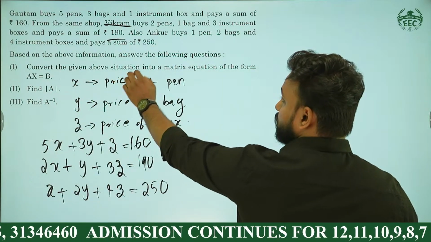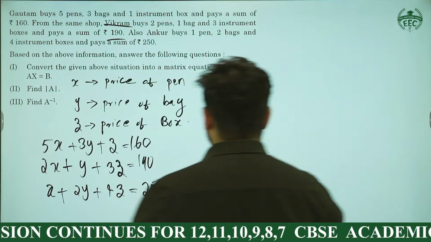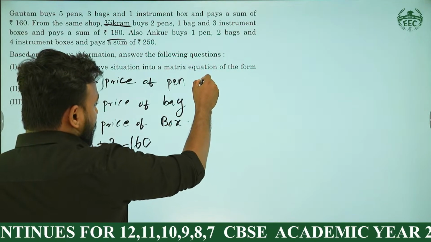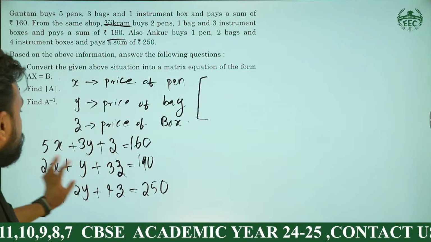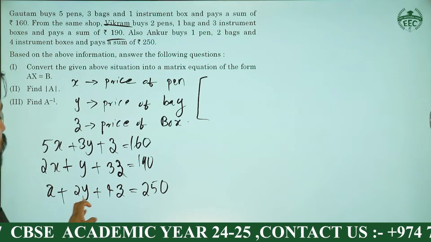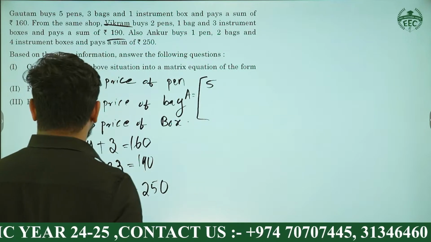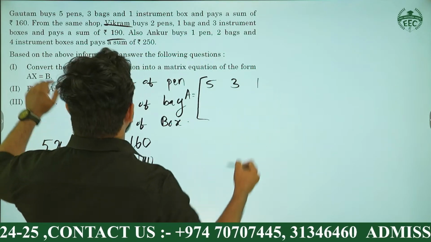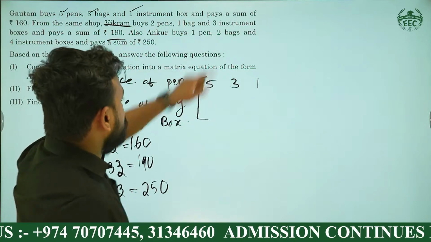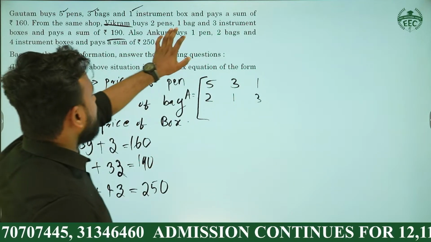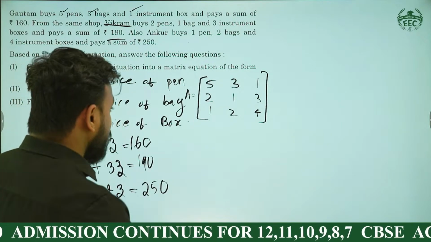Convert the given situation into a matrix equation of the form AX is equal to B. Here you can see A is the coefficients of this equation: 5, 3, 1, 2, 1, 3, 1, 2, 4. Those are the coefficients. So A is equal to 5, 3, 1; 2, 1, 3; 1, 2, 4. So this is A.